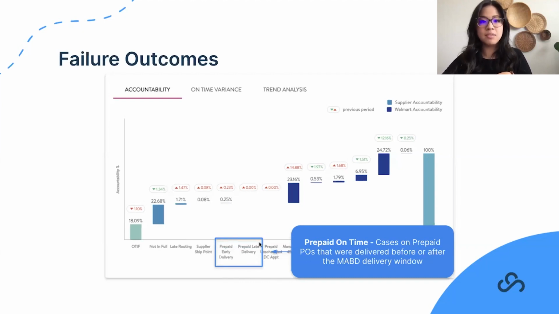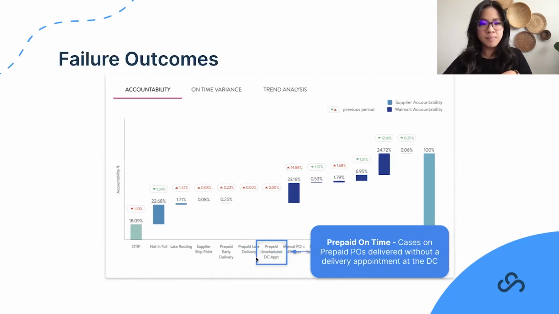Again, if you are a prepaid supplier, you need to make sure that you get the products to the Walmart DCs on time. And then another thing is the prepaid unscheduled DC appointment. We didn't really cover this one today, but just so you know, if you're a prepaid supplier, you must make a DC appointment in order to deliver goods to the Walmart DCs. Your carriers can't just show up and say, here we are with product. If they do, that is considered out of compliance. So you need to make sure that you actually have an appointment.